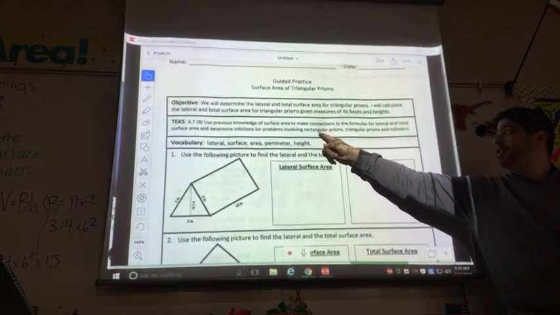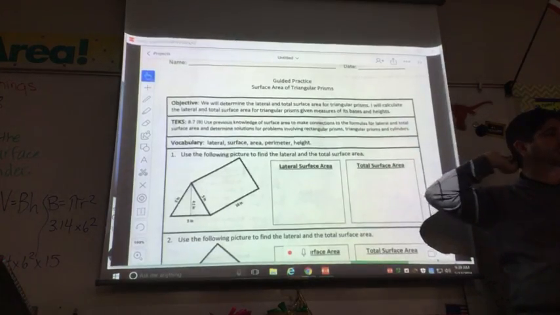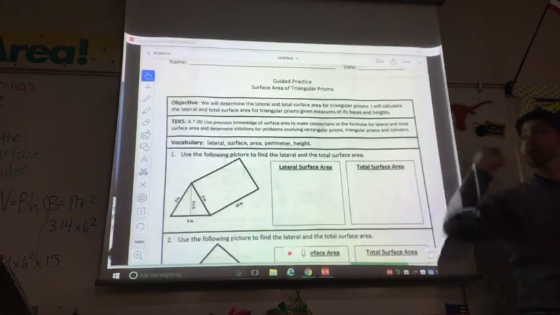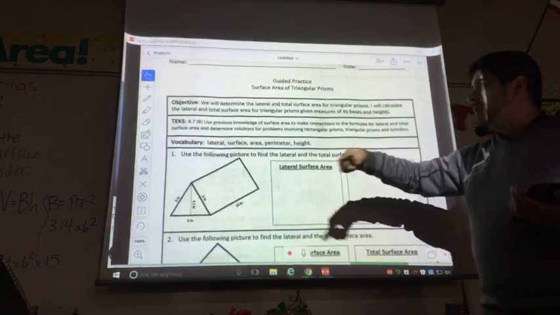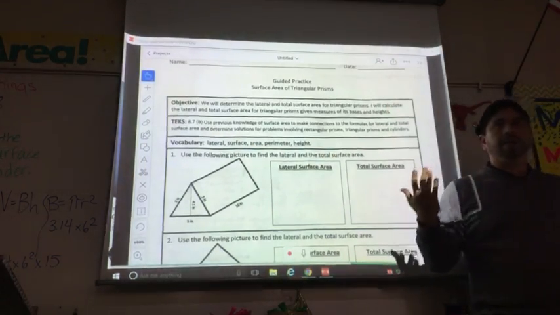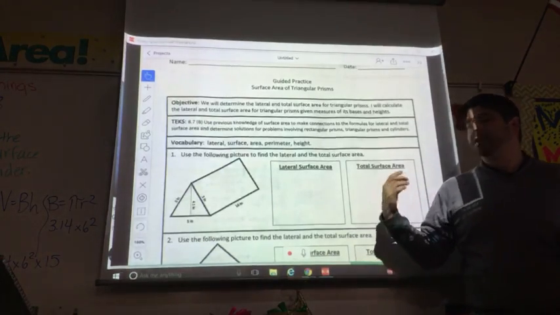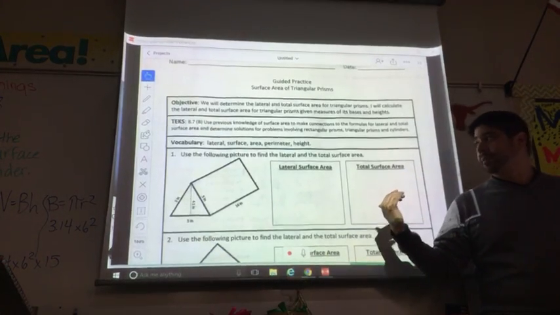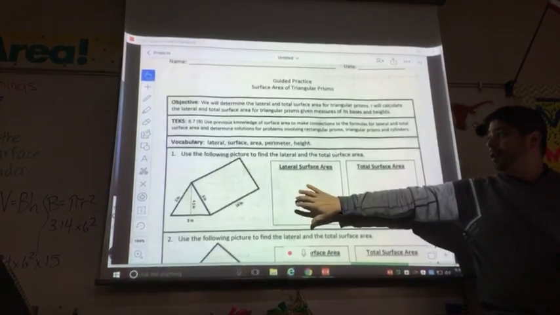cylinders. So we've already gone over this one and that one. The only one that's left is triangular prisms that we haven't gone over. So some vocabulary: lateral surface area, perimeter, height. Obviously those are some things that we need to know to figure out the lateral surface area for a triangular prism. So here's number one of the notes.